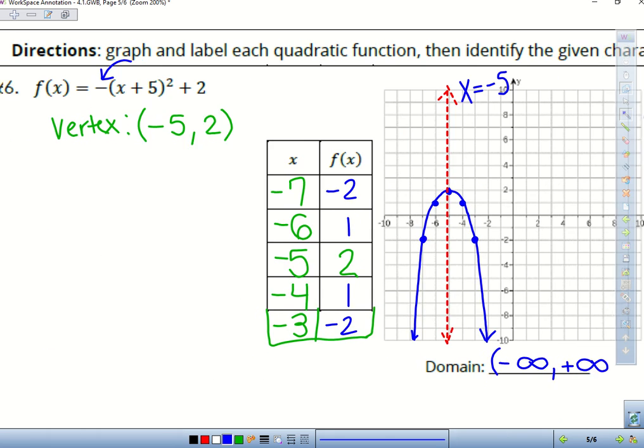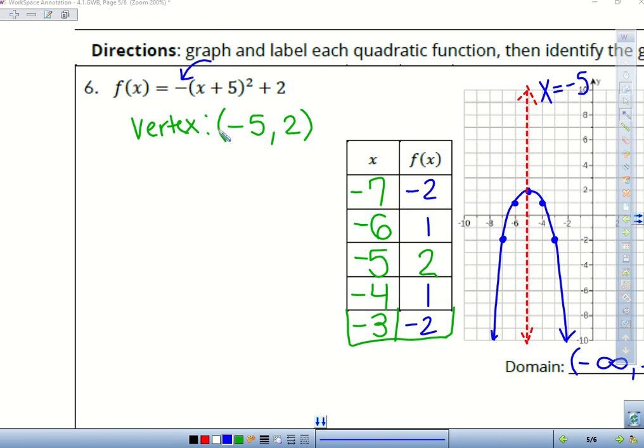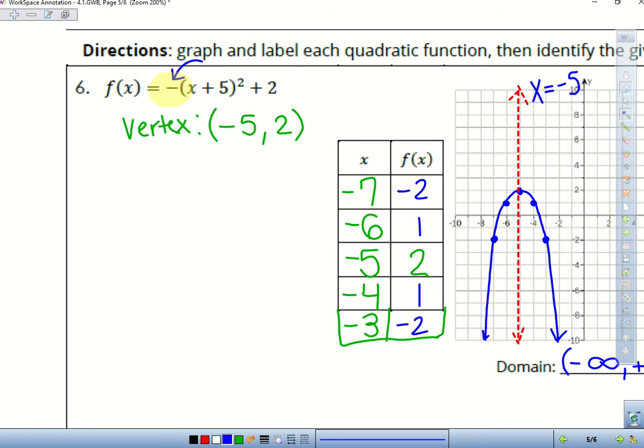Wait, how did we get -1? So -1 is basically just the a value that is in front of the x squared. Okay, I get it. On the other ones, it's because the other ones had an actual number there, but when there's no number there, it's just an implied 1. Okay.